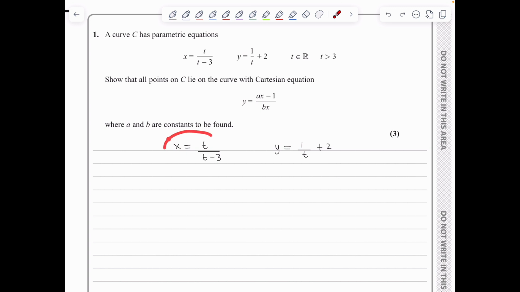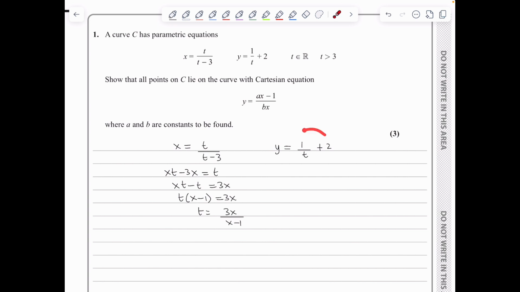So we've got x is t over t minus 3, so I will cross multiply to get xt minus 3x is equal to t, leading to xt minus t is equal to 3x, and therefore t brackets x minus 1 is equal to 3x, which means that t is equal to 3x over x minus 1.